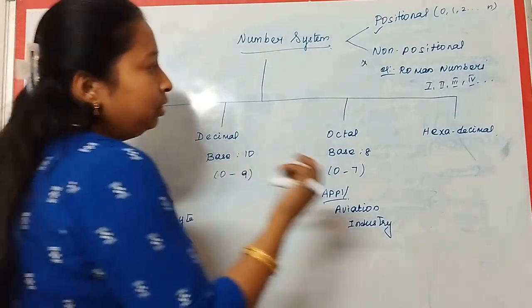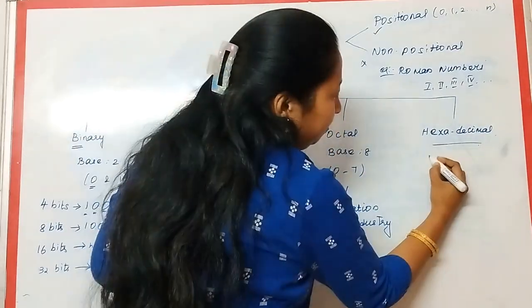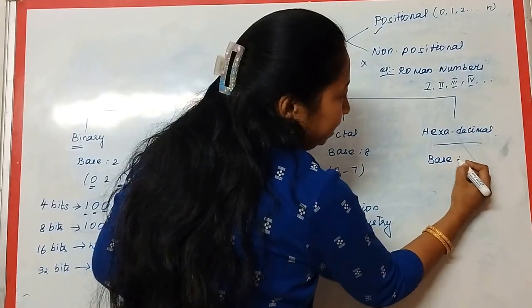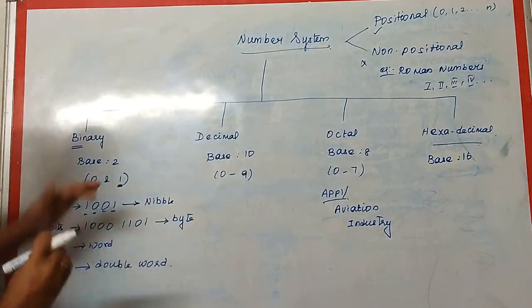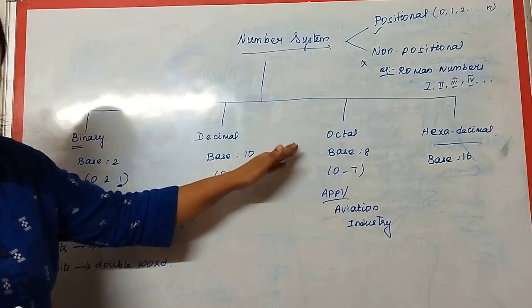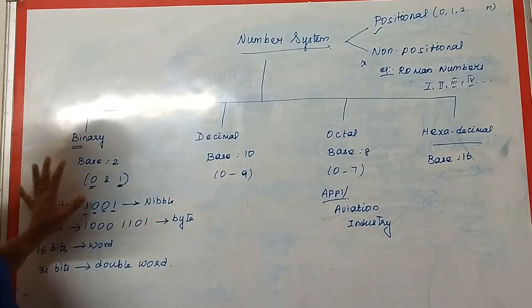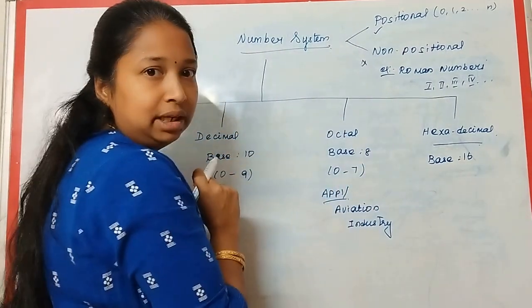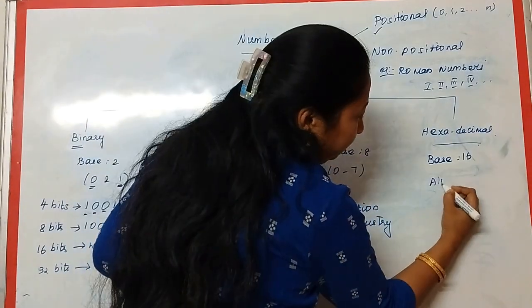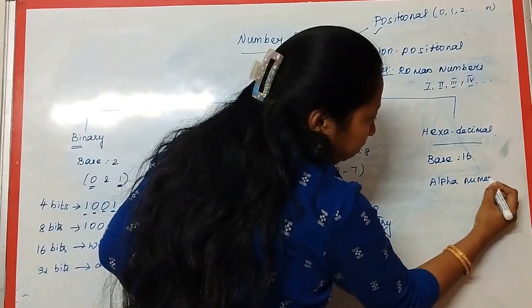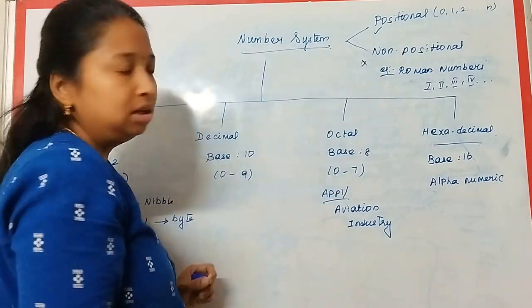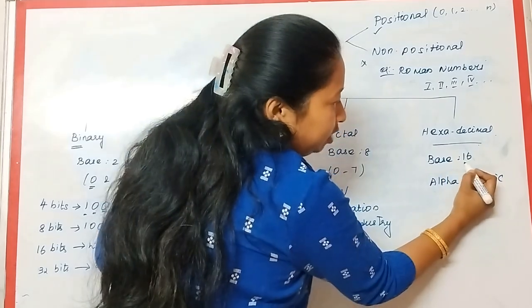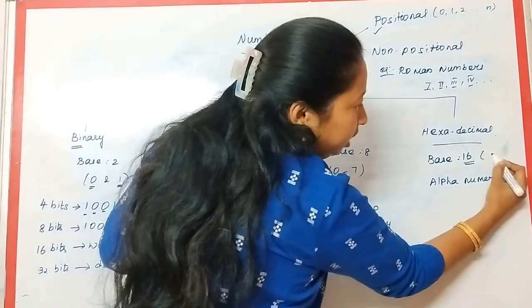Clear? Coming to a hexadecimal number system, the base for hexadecimal number system is 16. All these number systems, that is the binary number system, decimal number system and octal number system, are all numeric number systems, whereas hexadecimal number system is alphanumeric. That is, it can hold both the alphabets as well as the numbers. The numbers, since the base of it is 16, it means it can hold only 16 digits, right?